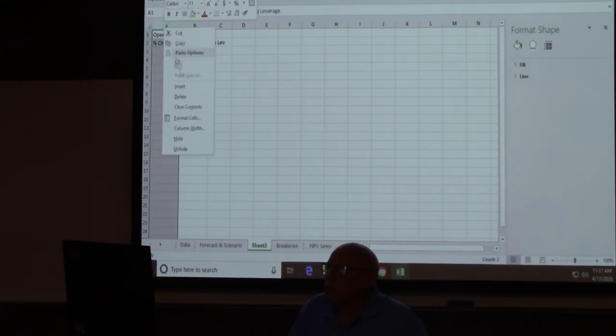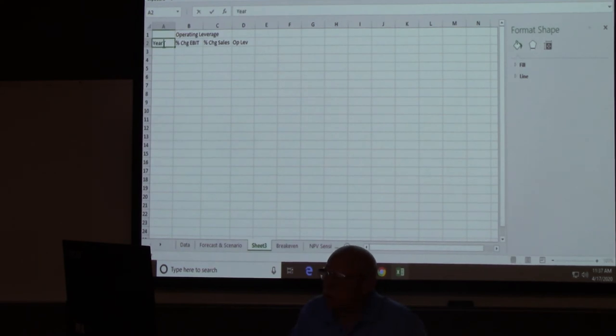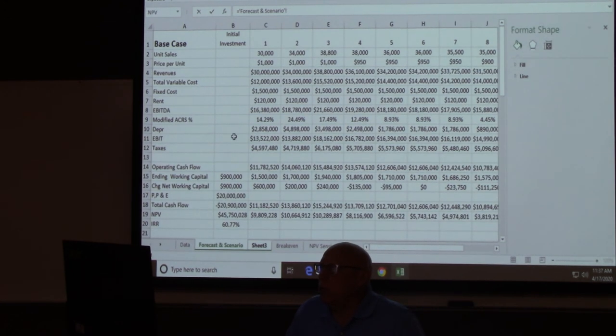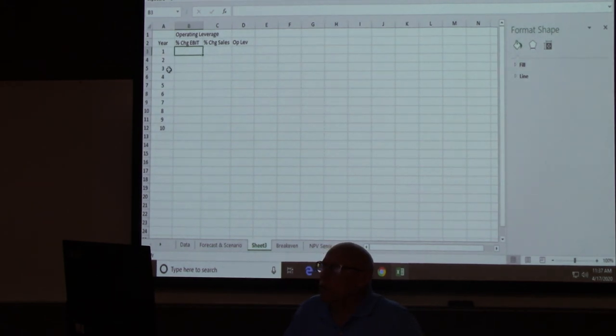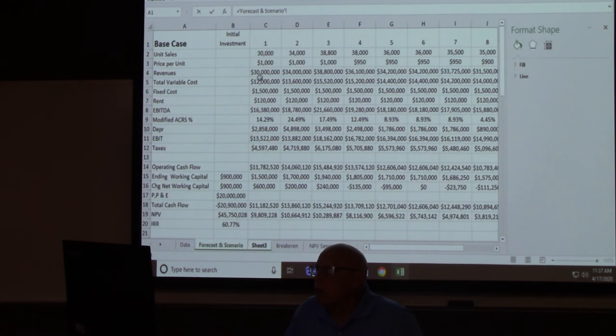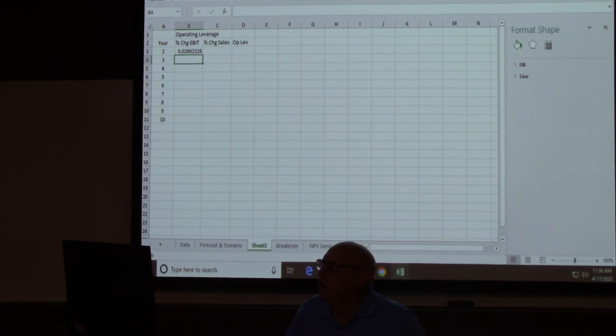All right, so that is equal to, and let's go ahead, insert, and we'll call this year. So, 1, 2. All right, now, year 1, we have the percentage change in EBIT. Well, we can only do it for year 2, sorry, starting in year 2. All right. So this equals this divided by this minus one. And let's make this a percentage and add a couple of numbers there. So we have a 2.66% change.